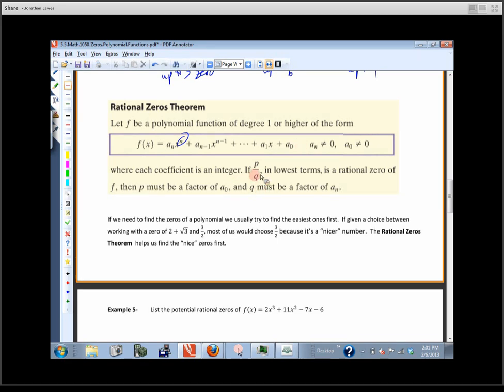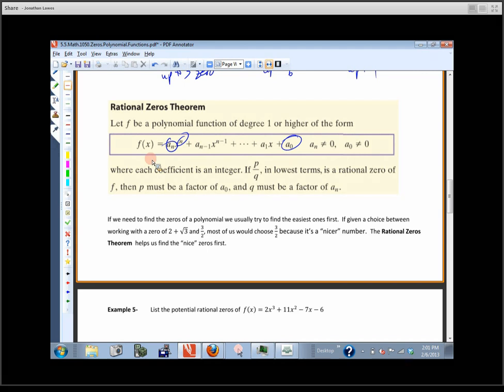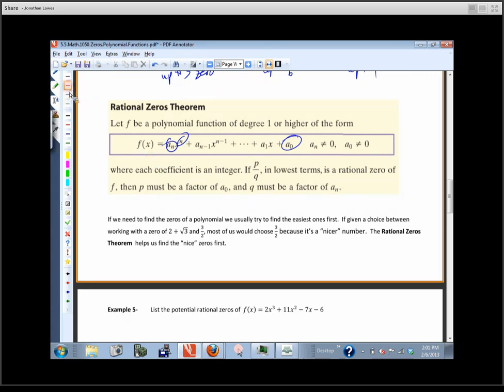Then it says if P over Q is in lowest terms and is a rational 0 of f, then P must be a factor of a naught, this one right here, and Q must be a factor of a n, this one right here. Now, here's what we're going to do. We're not going to call this the rational zeros theorem, although if you hear that, that's fine. We're going to call this the P and Q stuff. Write that down. The rational zeros theorem is the P and Q stuff.